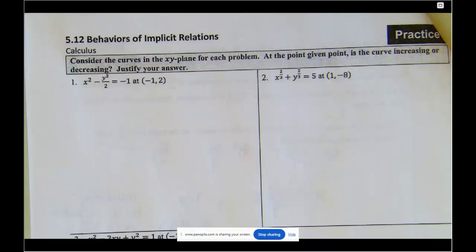Oh, you're not increasing. I got decreased. Yep, you're done. Yes.